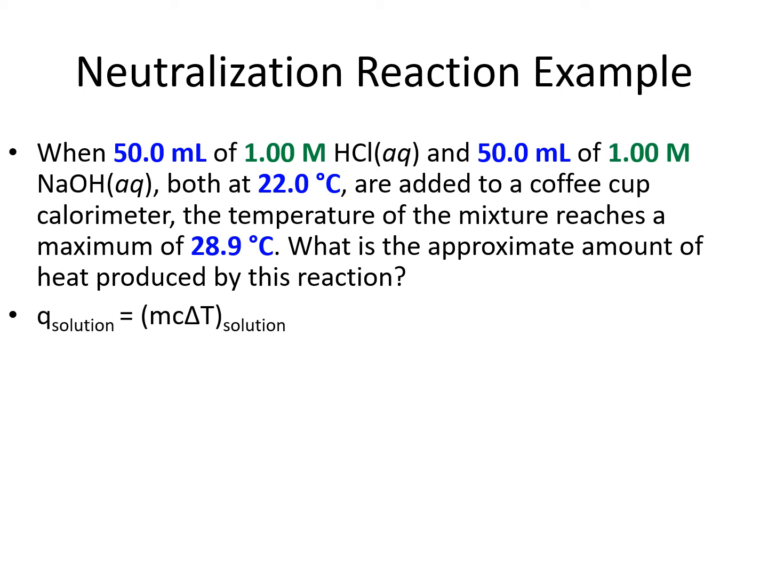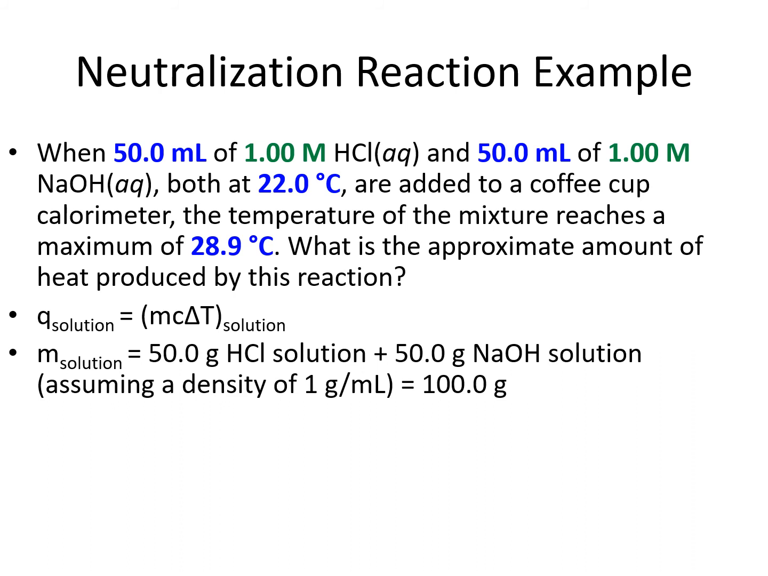Again, we're going to use the equation Q equals mc delta T with everything related to the solution. The mass of the solution, that is, the mixture of the hydrochloric acid and the sodium hydroxide solutions, can be figured out by the volumes of the solutions. Both solutions are mostly made up of water, which has a density of 1 gram per milliliter. So 50 milliliters of hydrochloric acid solution weighs about 50 grams. And 50 milliliters of sodium hydroxide solution weighs about 50 grams. When we add them up, we get a total of 100 grams of solution.